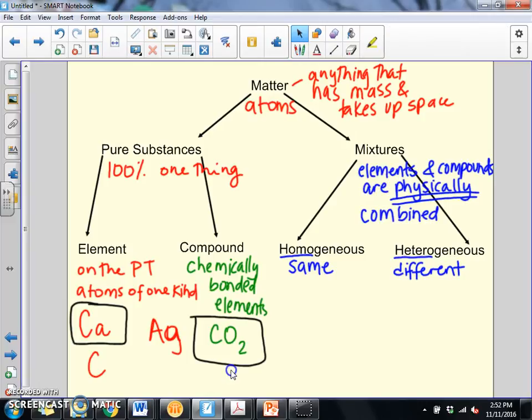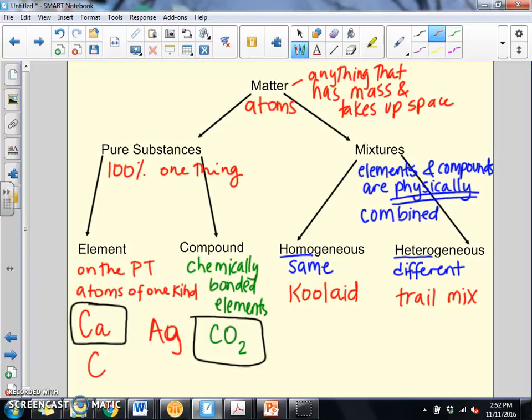So, for example, Kool-Aid has several ingredients. It has the powder, and it has the water and the sugar, but when it's all mixed together, it all looks the same. That would be homogeneous. However, trail mix would be heterogeneous. Trail mix has peanuts and raisins and M&Ms, and even though they're all mixed together in the bag, you can still see the different components. You can separate them.